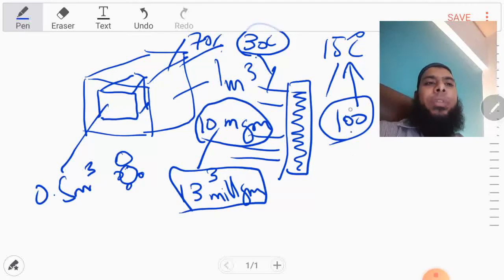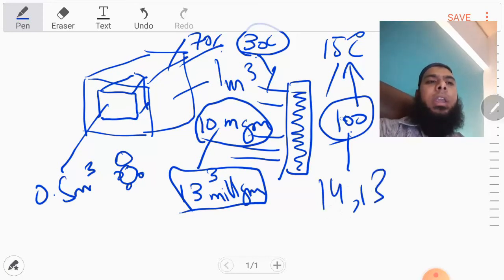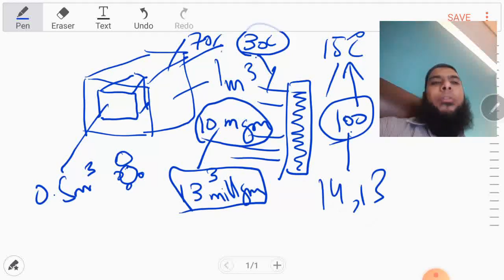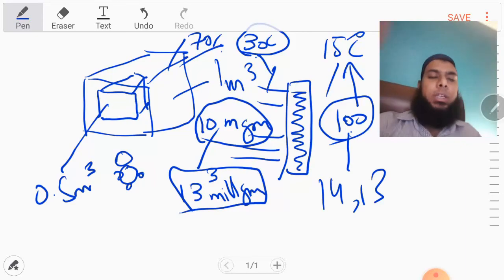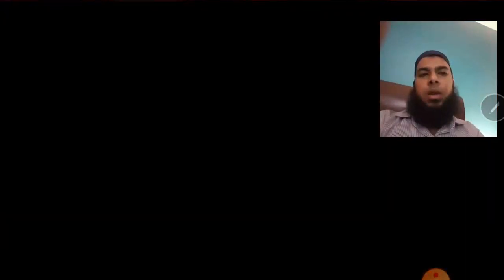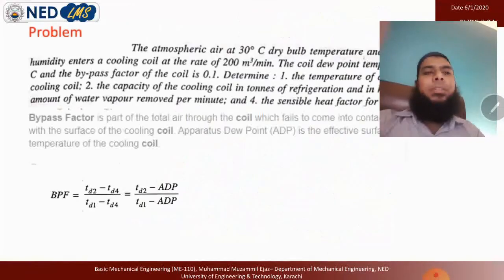And if the temperature goes further below 15 degrees centigrade, like 14, 13, the water is removed from the air in the form of condensation. Like you have experienced with water on a chilled soda bottle or water bottle that comes out of the freezer. Similar things happen in our air conditioning system. We have a slide of this.